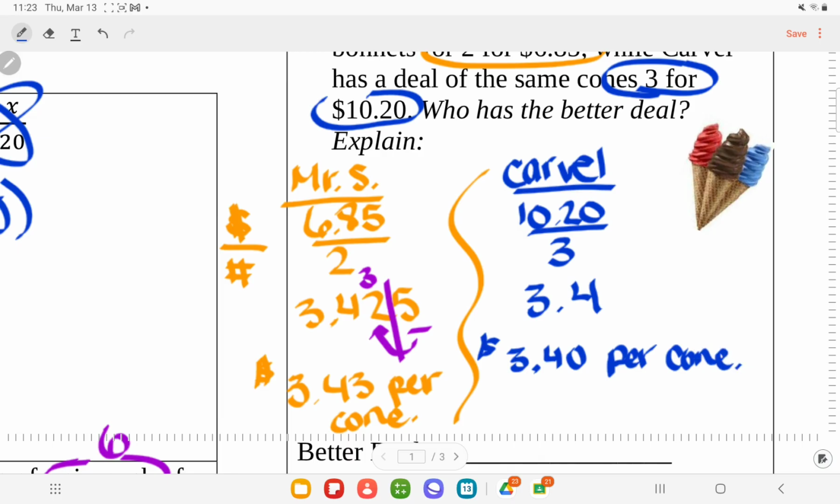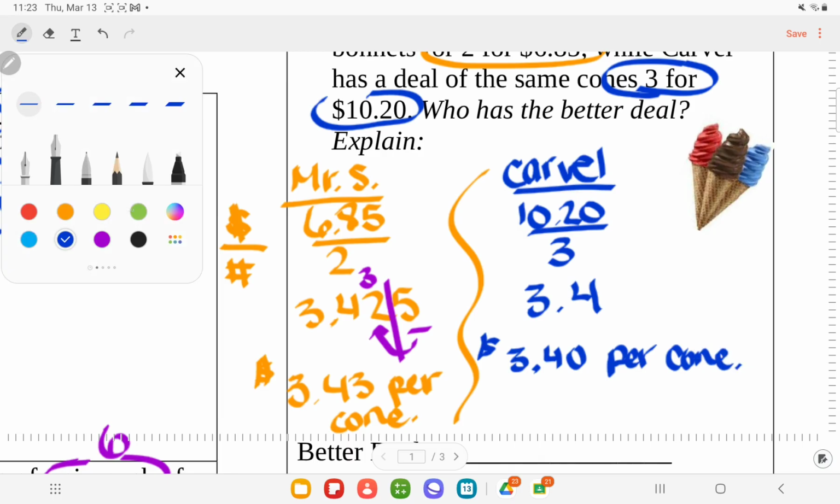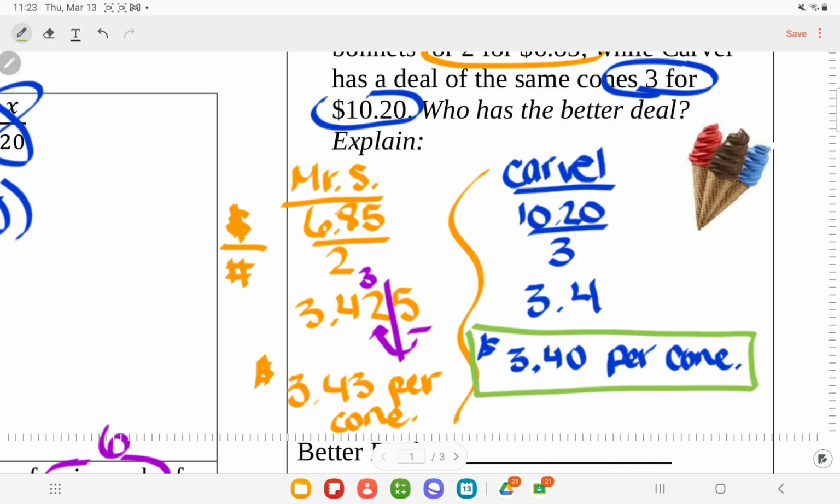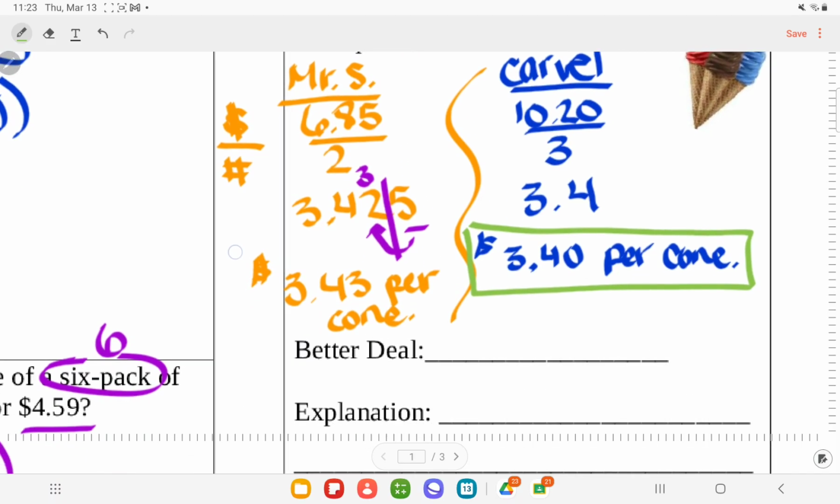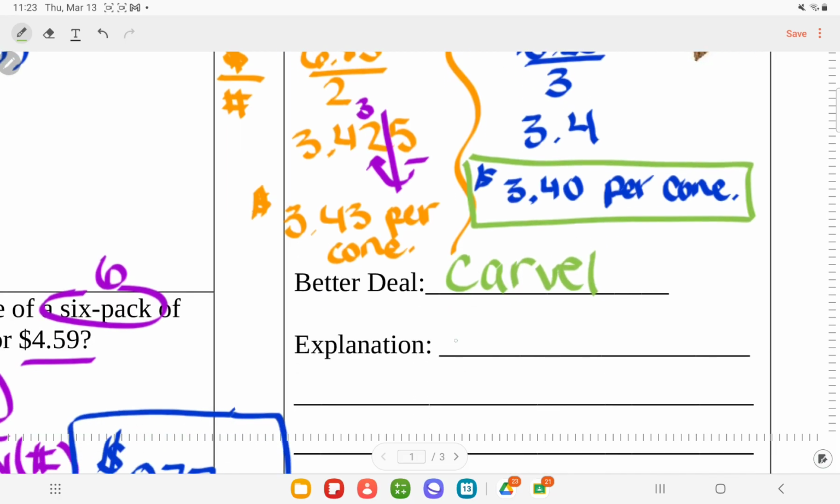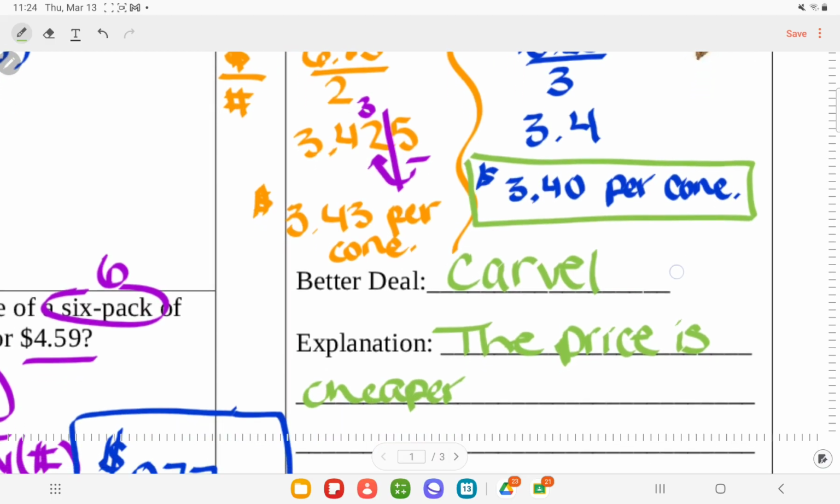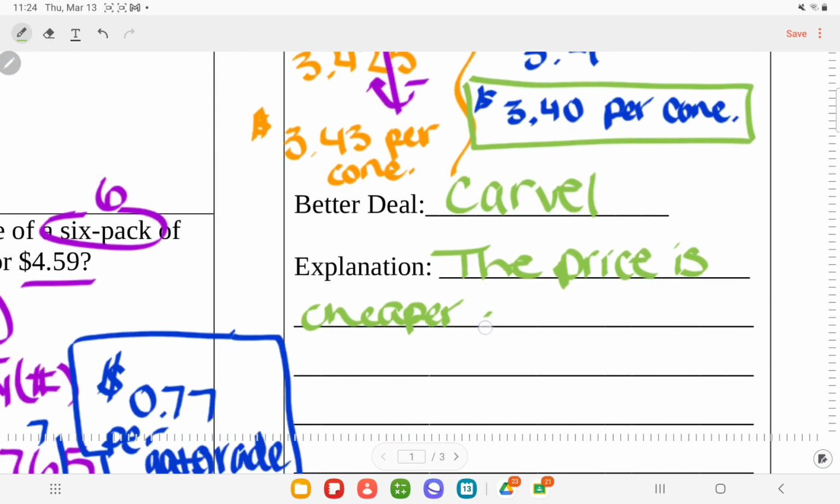Which one's a better buy? Would you rather pay $3.43 per cone for the exact same cone, or would you rather pay $3.40 per cone? I don't know about you, but I'd always like to save money. That is what makes this the better buy. The better deal is Carvel. And why? Well, Carvel, the price is cheaper. And then you have to look up there. Is it actually cheaper? No, it was $10.20, but it is cheaper per cone. So you're getting a better deal on each cone.